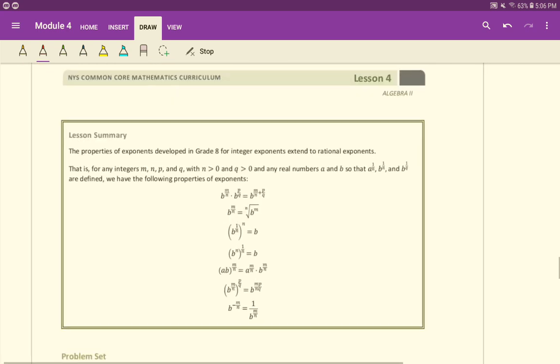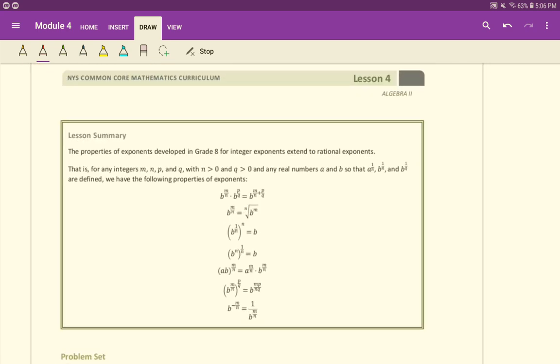Okay, so lesson summary. There again, you can see all those different properties we've seen. Thanks for sticking with me, guys, and we'll see you in Module 5.